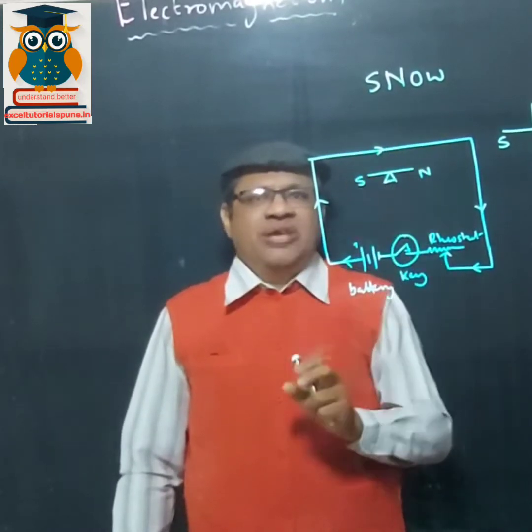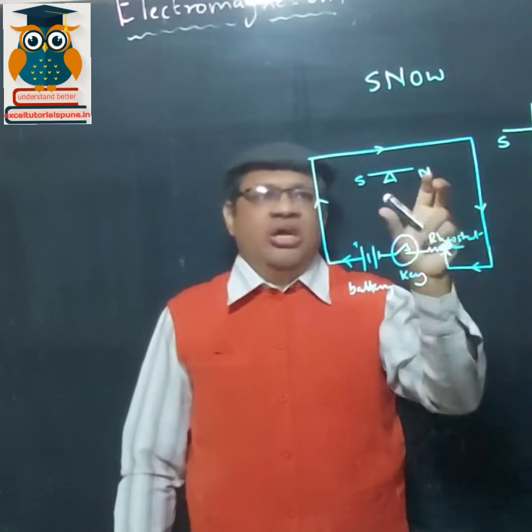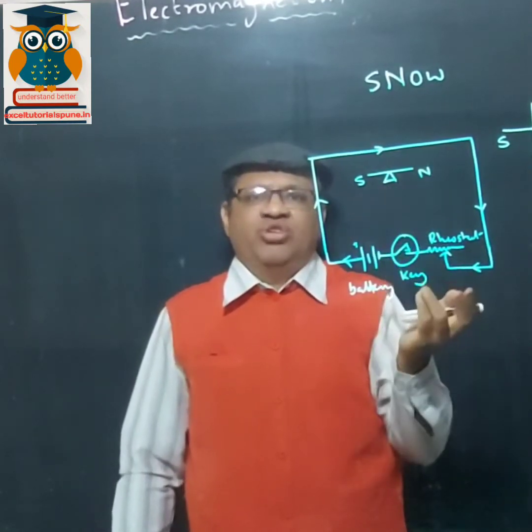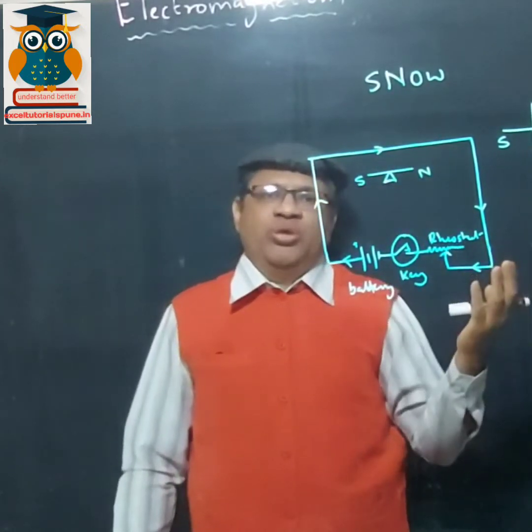So when the compass is kept above, then the deflection will be towards the east. Earlier when the compass was below, the deflection was towards the west. Now when the compass is kept above, the deflection will be towards the east.